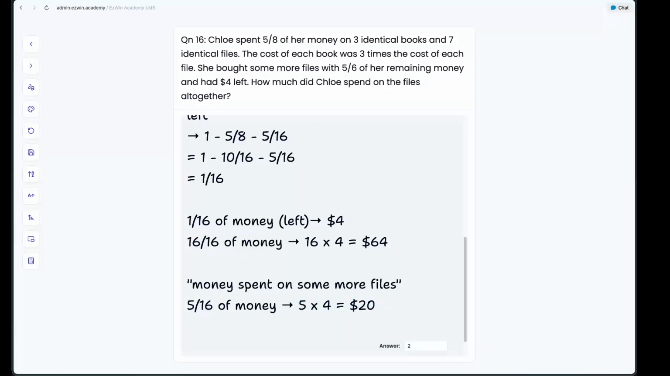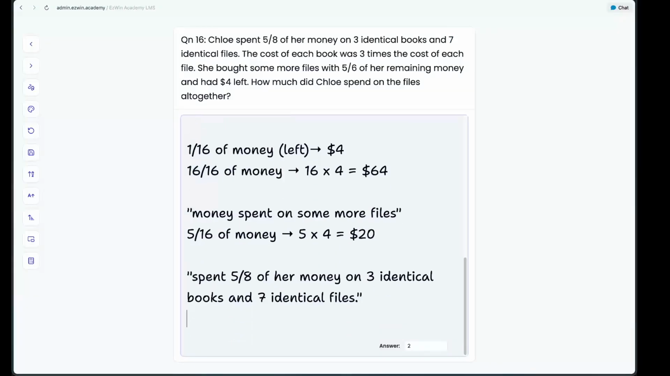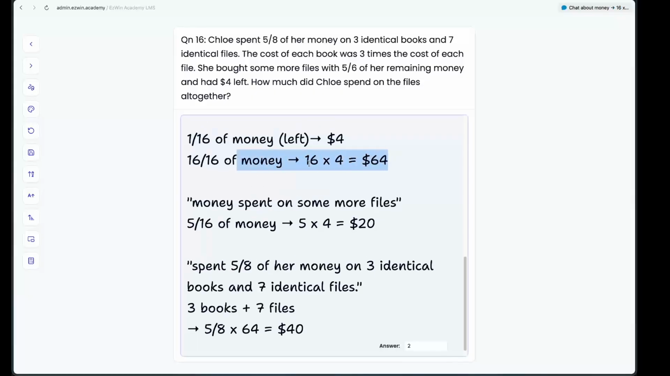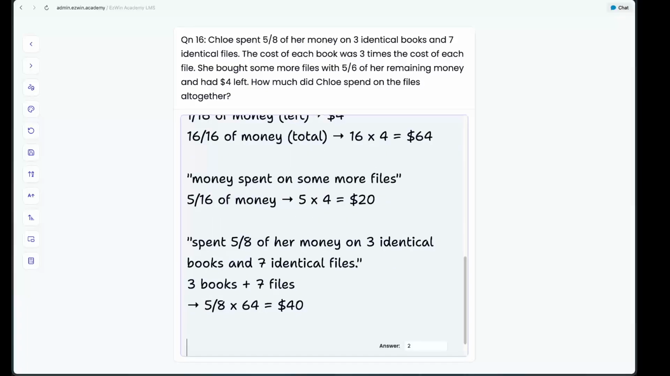Then we need to calculate how much she spent on the files at first. So this means we need to calculate the 3 books plus 7 files. We know that she spent 5/8 of her money, so 5/8 times 64, which is the total money we have calculated. She spent $40. But this $40 is on 3 books and 7 files, so we have to know how much one book or one file costs.